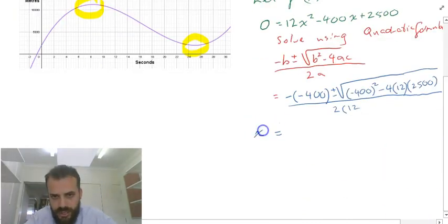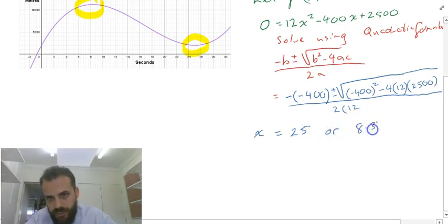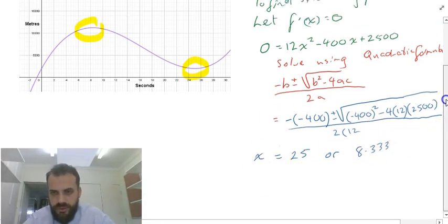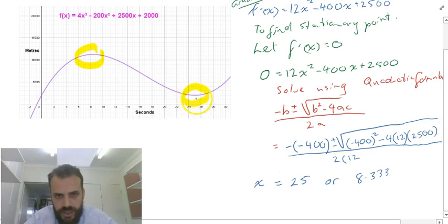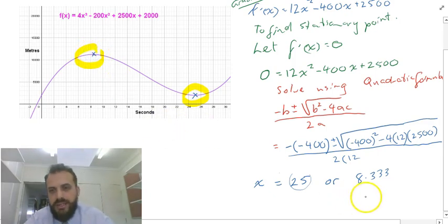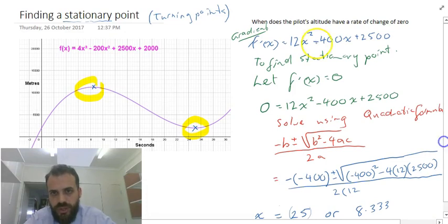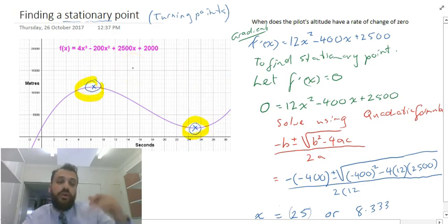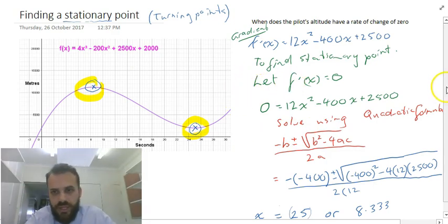So when you put that all into that, you get x equals 25 or 8.333 recurring. Alright, so let's interpret those results. There is a stationary point happening here at the 25-second mark. There is another stationary point happening here at 8 1/3. So the question was, when does the pilot's altitude have a rate of change of 0? At those 2 points.